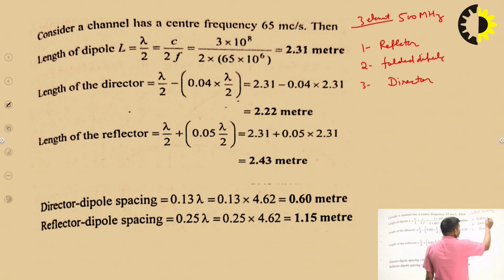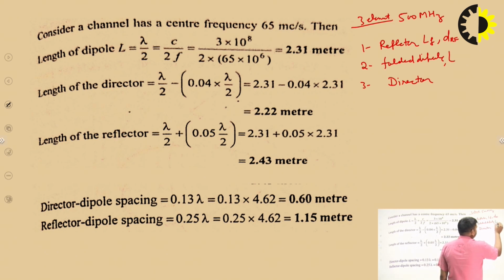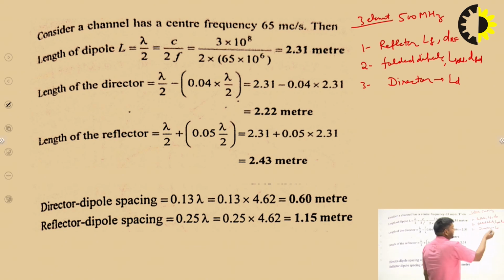So what are the 3 elements? We design a Yagi antenna having a reflector, and we need the reflector length and the spacing between the reflector and the folded dipole. And what is the length of the folded dipole antenna? And what is the distance between the folded dipole and the director? And what is the director length? The distance between the folded dipole and the director we have already calculated. So by using the formula, how do we calculate the reflector length?